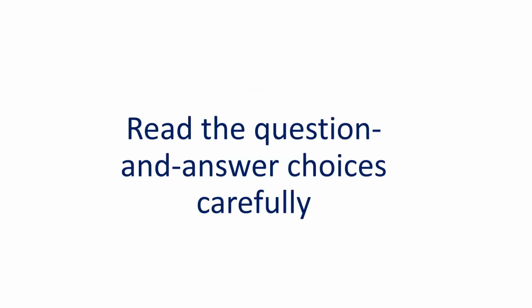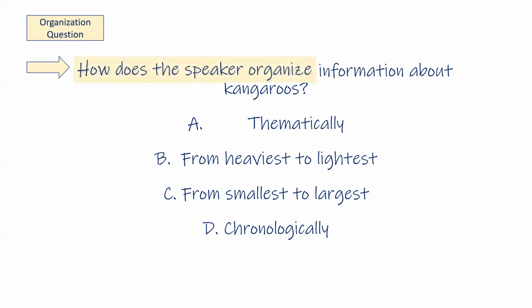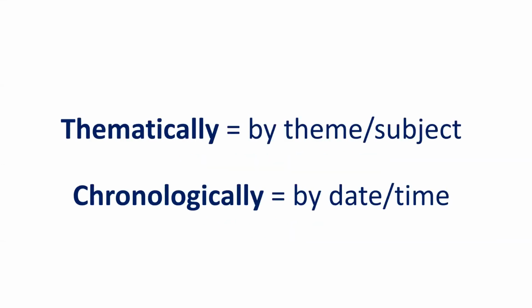Step 2. Read the question and answer choices carefully. How does the speaker organize information about kangaroos? So we can see this is a typical organization question because we see the phrase, how does the speaker organize? Our answer choices: A, thematically, B, from heaviest to lightest, C, from smallest to largest, D, chronologically. What do these words mean? Well, thematically means by the theme or by the subject, and chronologically means by date or time.